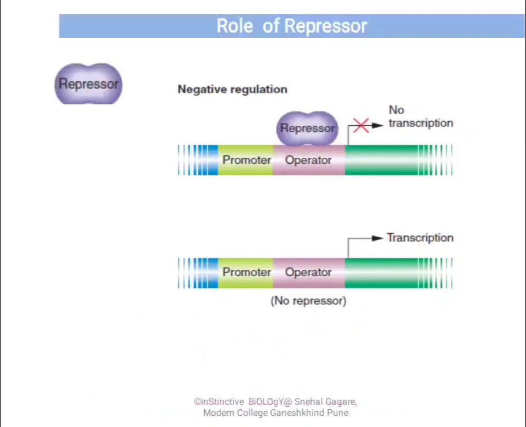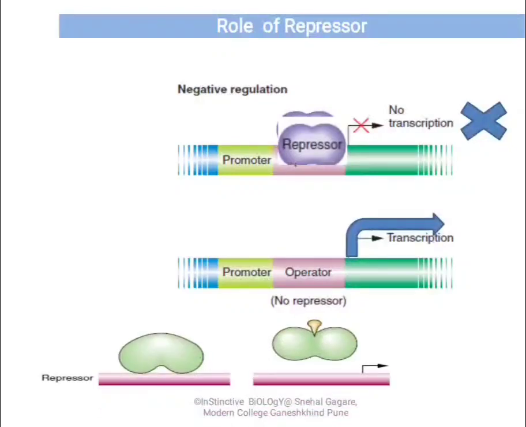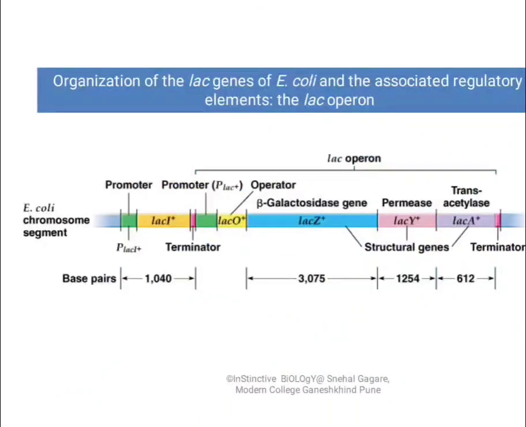Same is for repressor, and it causes negative regulation. Means repressor is present, it binds to the DNA and there is no transcription. If repressor is absent, there is transcription. Same way, repressor is also a protein which has two sites, one for binding of effector molecule and another where it binds to the DNA. All these are DNA and DNA protein interactions.